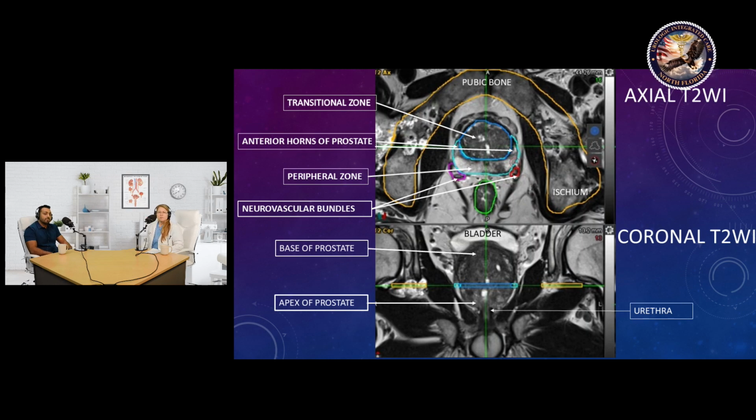Okay, great. So you can also train your artificial intelligence software to trace this, what will be your preference in this case. We have the transitional zone area traced, the peripheral zone, and also very clearly we have the anterior horns of the prostate, also the neurovascular bundles, rectum, ischium, pubic bone. Below you see the coronal view of the T2 weighted images with the bladder and the apex of the prostate, and of course the urethra.